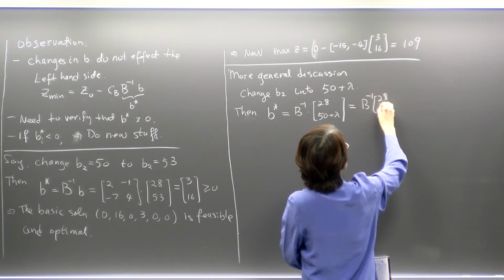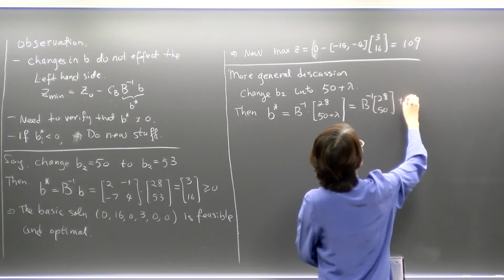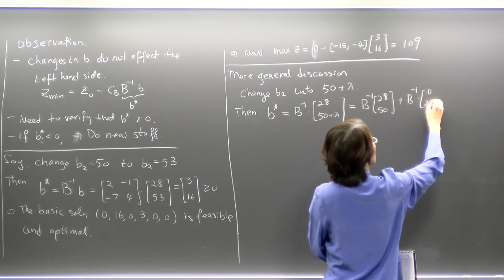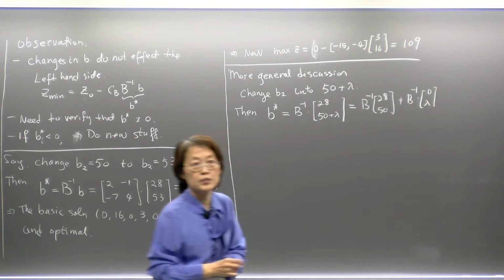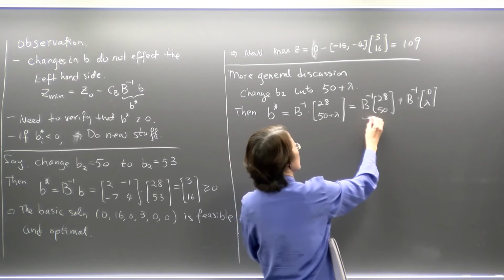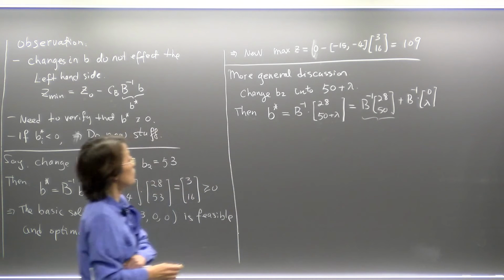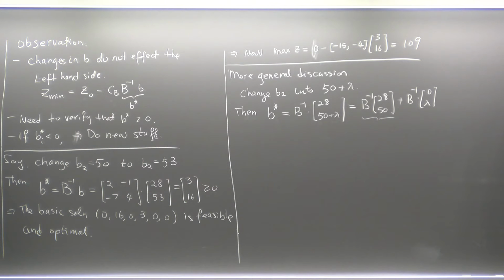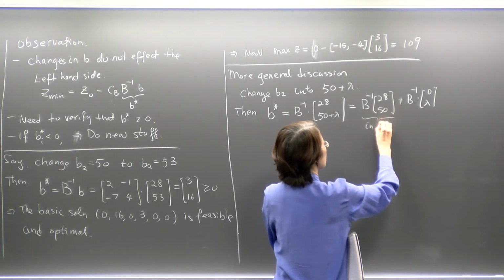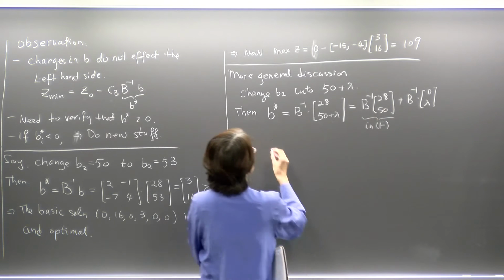One is the original one, and the other is the new piece that you add on. That is, you add lambda on the second element. Okay, and then you know this computation here, you actually don't have to do it. B inverse times the old B will be exactly the original right-hand side. So this one you can get from the tableau, the old final tableau. That will give you the number.